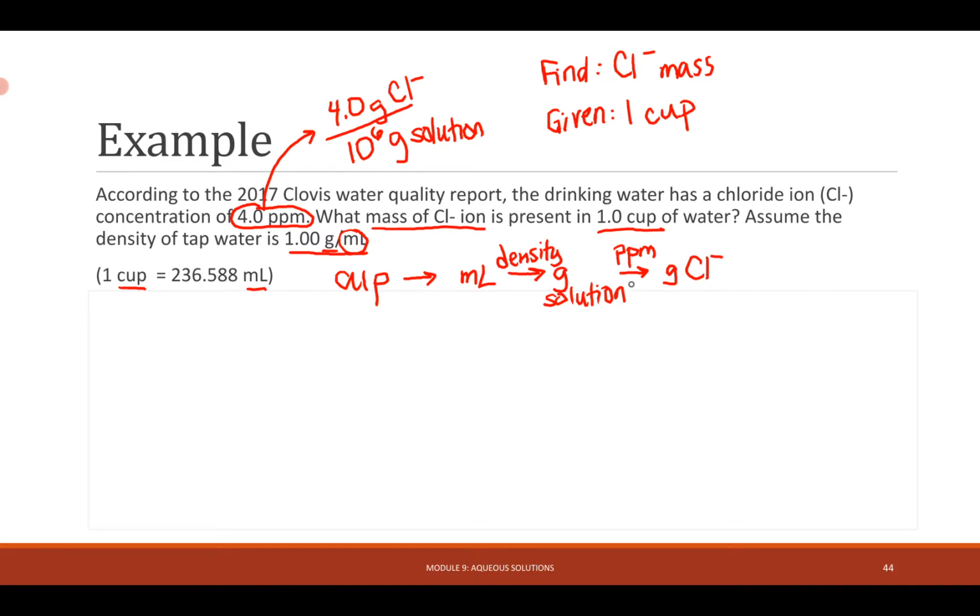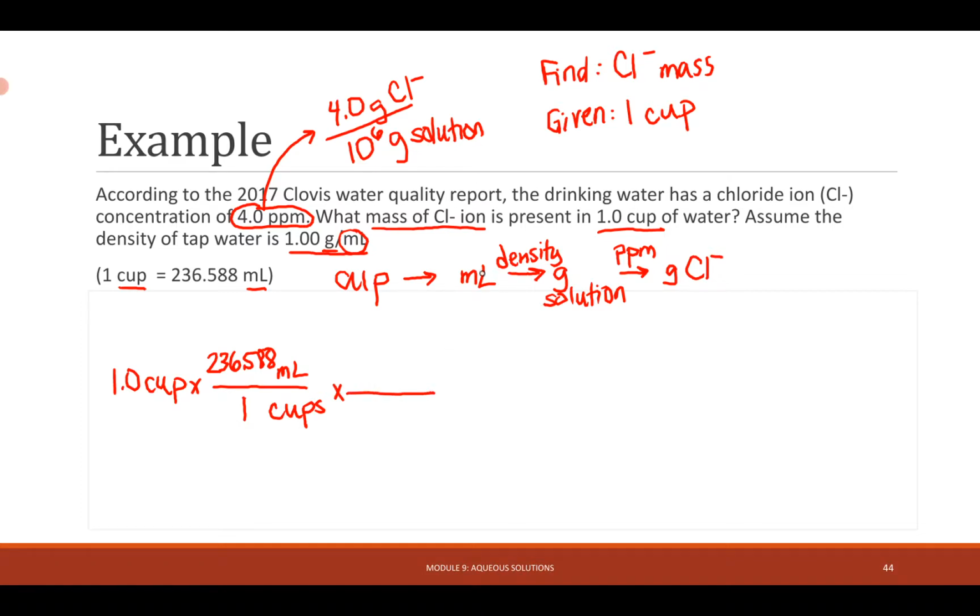So let's see. That is what I'm trying to find. Grams is a unit of mass, so I would be good there. So now we got our solution map planned out. Let's use it. I can start with my 1 cup of water. I want to cancel out cups, and I want to get into milliliters. I know that 1 cup is equal to 236.588 milliliters.